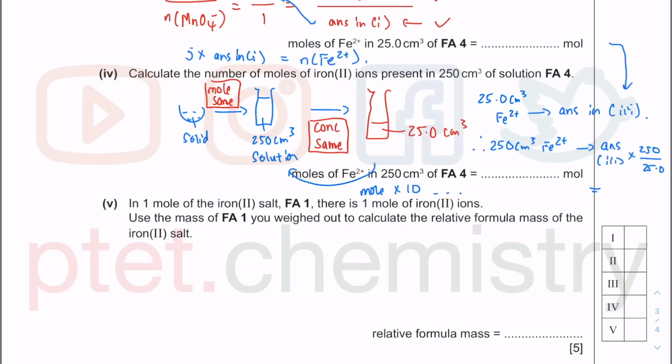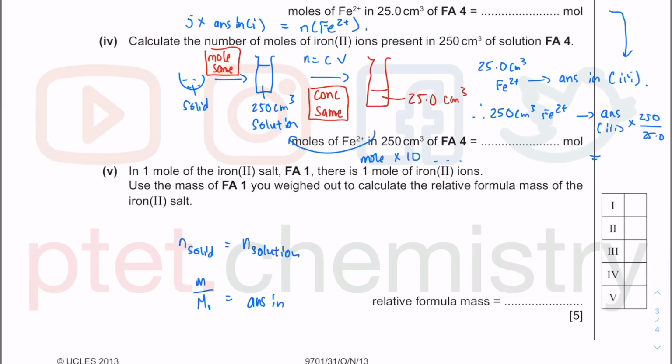Direct proportion is lower secondary mathematics. You just need to think about what is the same. n equals CV, and if the concentration is the same, greater volume means greater number of mole, and so on and so forth. Because the last one, you are looking at this side now. If you have the mole of the solution, this is equal to the mole of the solid, and this is mass over Mr equal to whatever your answer in the 250 cm cube overall thing.